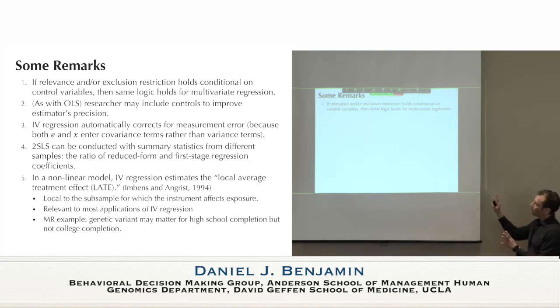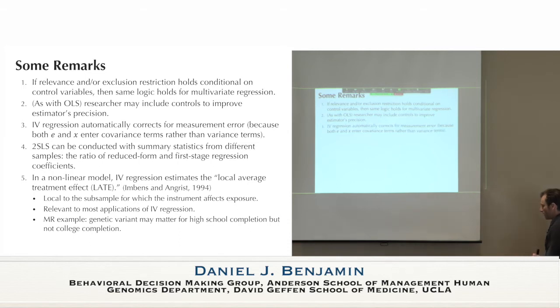So the derivation we gave before and all the logic goes through conditional on control variables. If the assumptions hold conditional on controls, then you can run the regressions conditional on controls and apply the method. Also, you might want to use controls to improve precision, just like with OLS, and as Patrick talked about in the lecture on polygenic indexes.